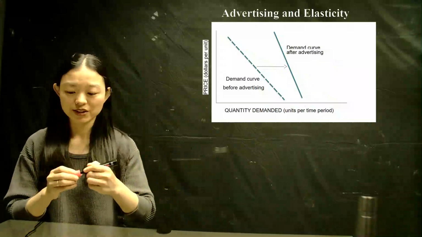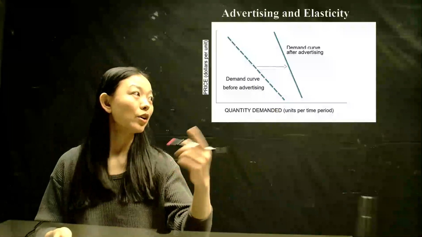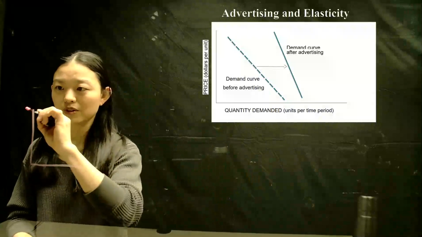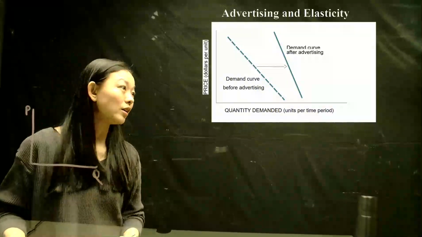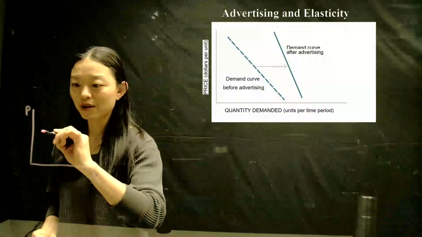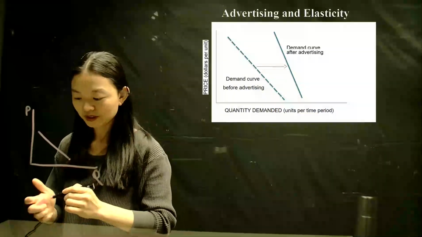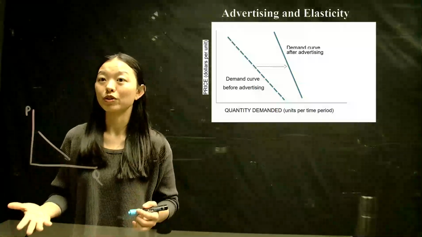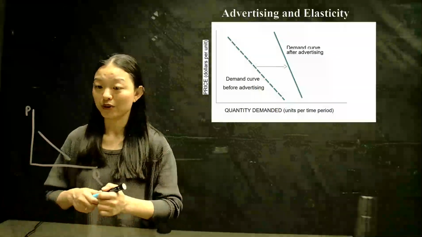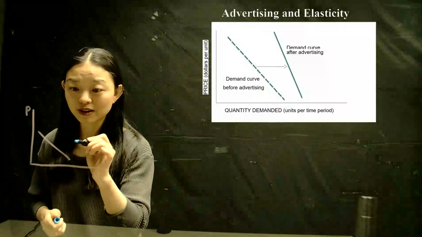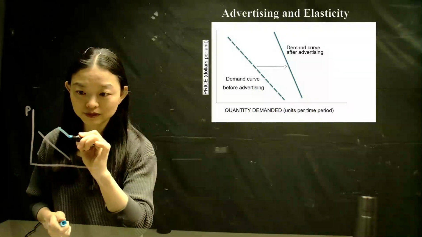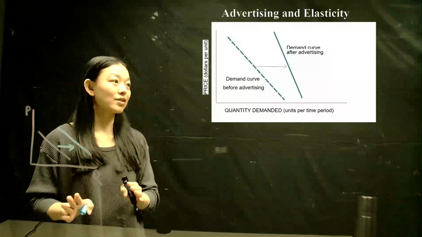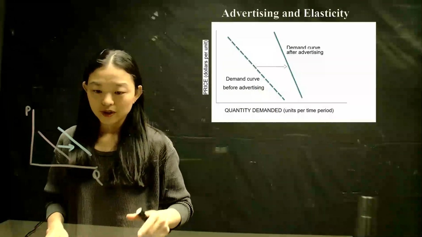Okay, so let me draw this demand curve affected by advertising. Before, without advertising, we have the demand curve like this. So this is the price, this is the quantity. However, with advertising, it might persuade consumers to buy more of those products, right? So first, the demand curve will shift to the right-hand side. But it's not the end of the story.